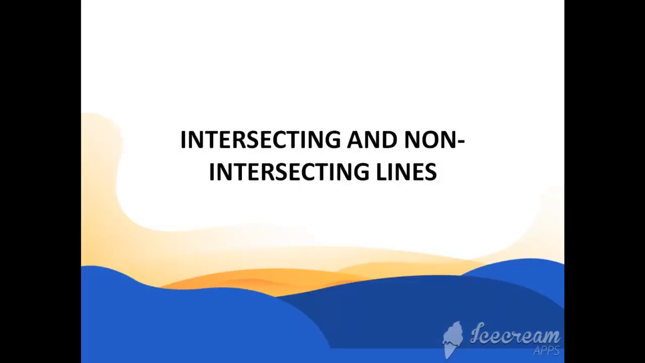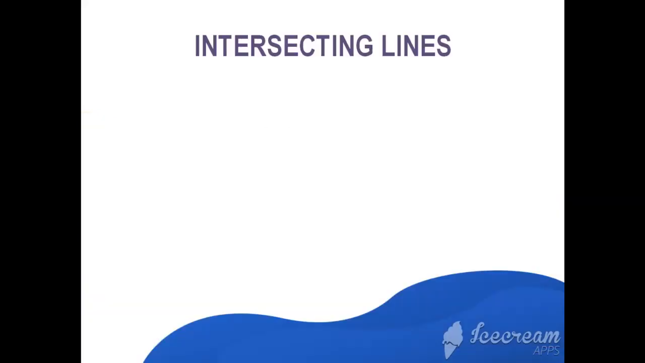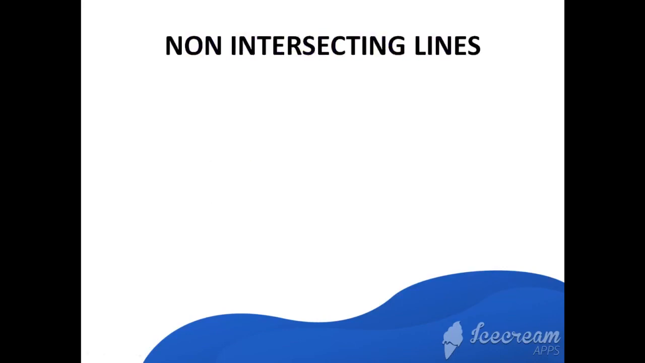Then intersecting and non-intersecting lines. When two lines intersect at a point, they are called intersecting lines. In this case they meet at this point, so they are intersecting lines. When two lines never meet at any point, they are called non-intersecting lines or parallel lines. In this case the two lines do not meet at any point, so these are parallel lines or non-intersecting lines.